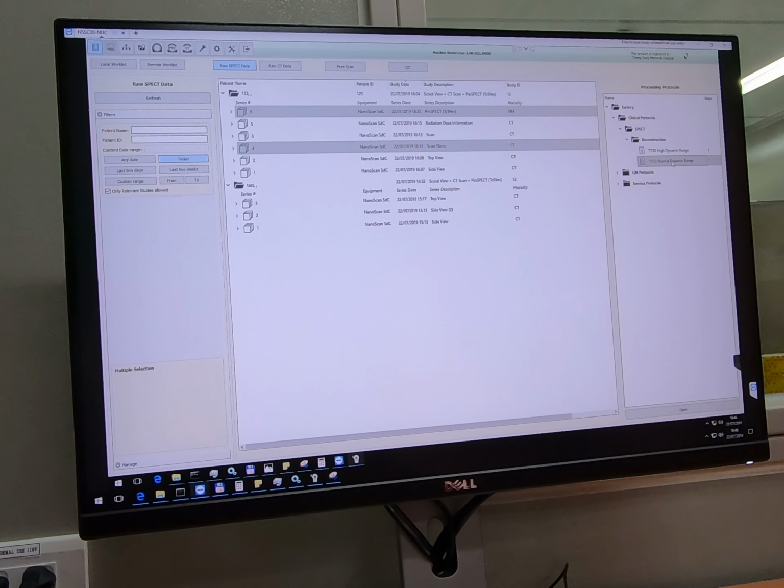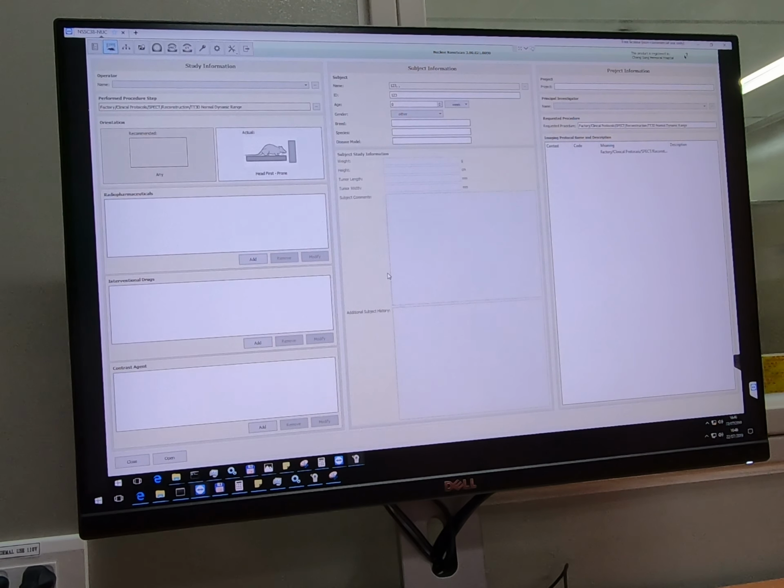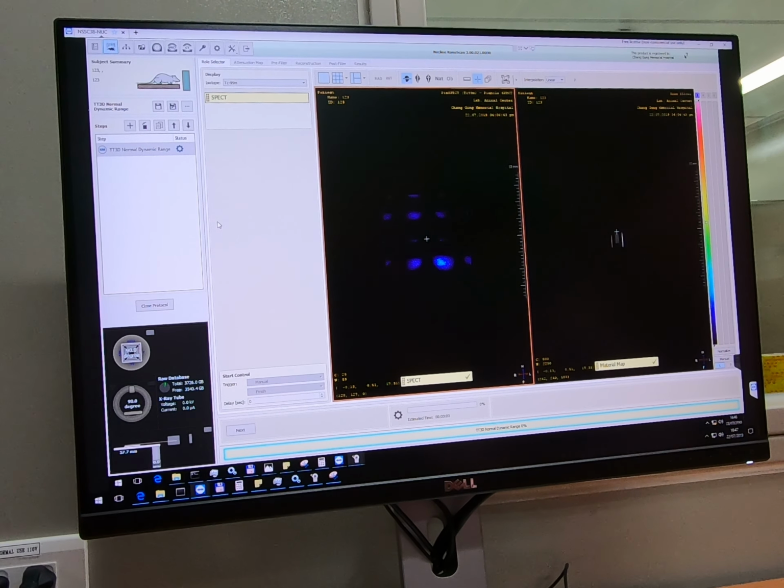So let's select the normal dynamic range and say open. And open again. Some parameters are read out, but some are not. For example, sometimes even though you have filled in the weight of the animal, it is not appearing there, but it is in the header and it is stored and used. So you don't really need to bother about it.